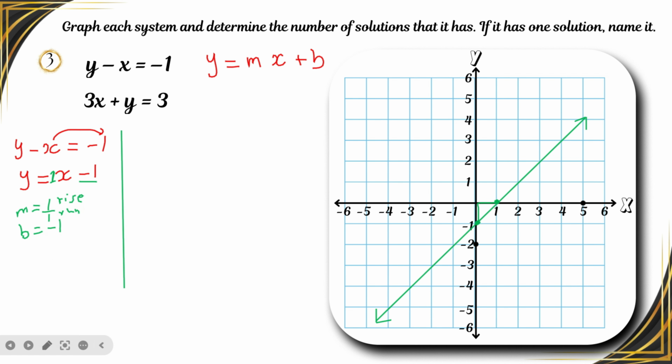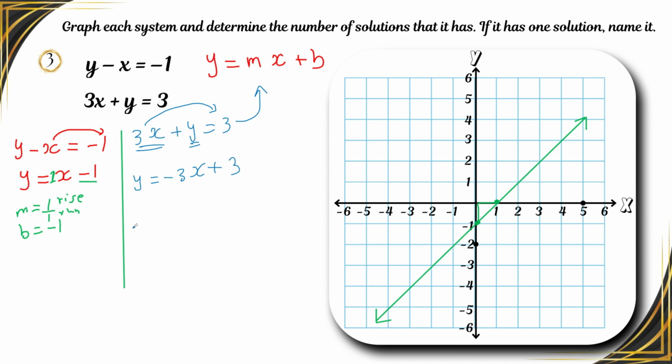Okay, what about the second one? 3x plus y equals 3. Also, we need to write it in slope-intercept form to graph it. We need to move this 3x to the other side to isolate y. Then y equals, when we move 3x to the other side, -3x plus 3. Now the slope here will be what? -3, and written as a fraction it will be over 1. And the y-intercept is 3. Then your start point is 3.